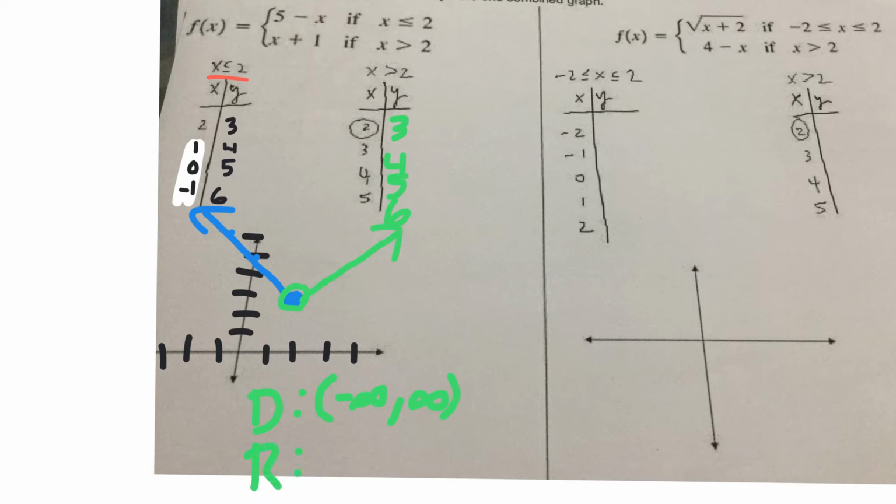Next we identify the range. The range is the y values. So the lowest y value that this graph has is 3. It is included, so it's in a bracket. The graph goes up forever to positive infinity. Close the parentheses.